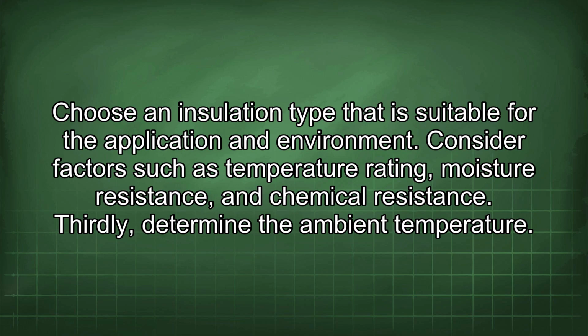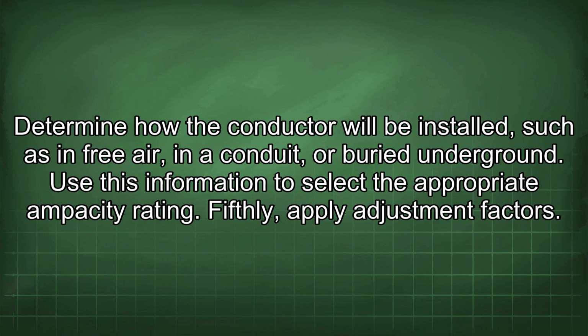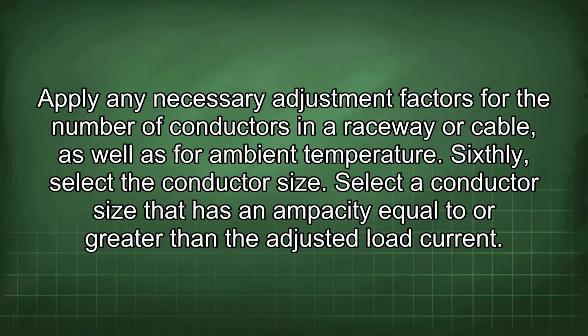Thirdly, determine the ambient temperature. Determine the ambient temperature in the area where the conductor will be installed. Use this value to adjust the ampacity of the conductor. Fourthly, determine the installation method. Determine how the conductor will be installed, such as in free air, in a conduit, or buried underground. Use this information to select the appropriate ampacity rating. Fifthly, apply adjustment factors. Apply any necessary adjustment factors for the number of conductors in a raceway or cable, as well as for ambient temperature.